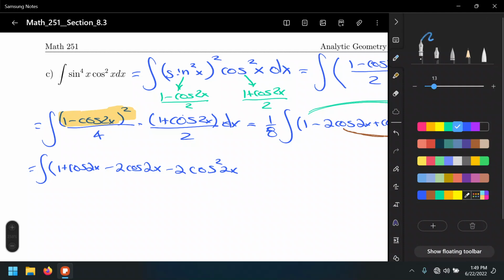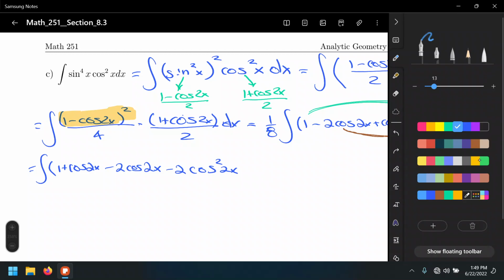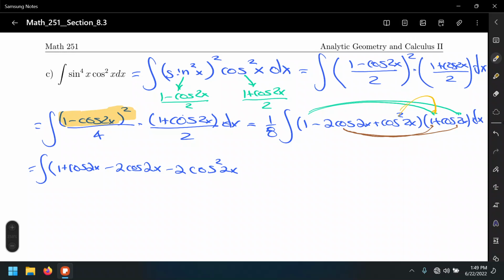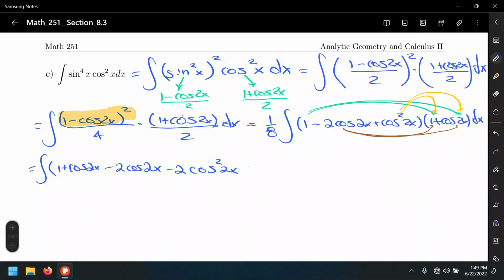Alright, let's do the last distribution here. Cosine squared 2x times 1, cosine squared 2x times cosine 2x. That means plus cosine squared 2x plus cosine cubed 2x dx. Alright, so that's 1, 2, 3, 4, 5, 6 terms as expected.